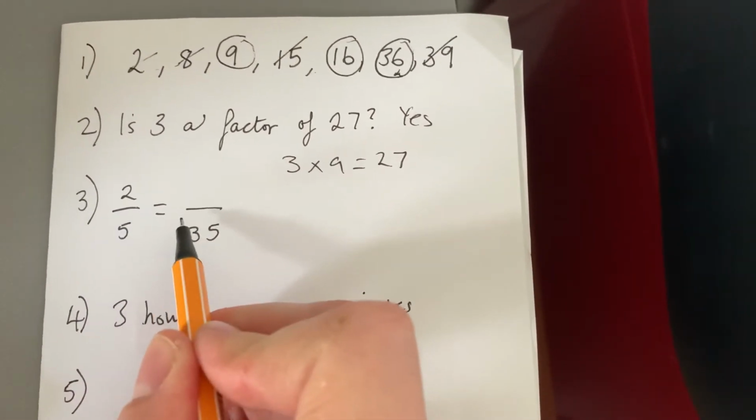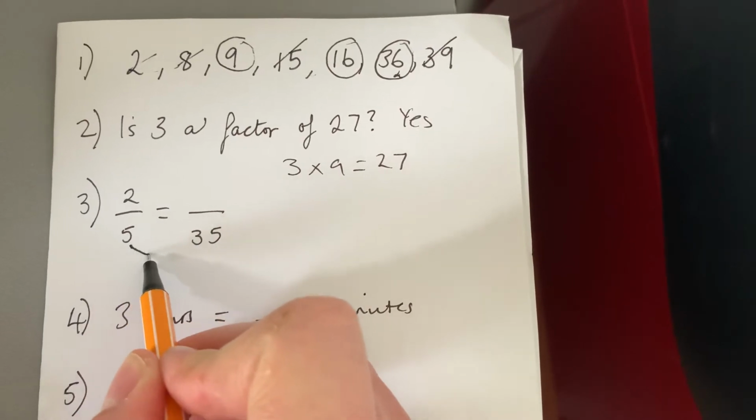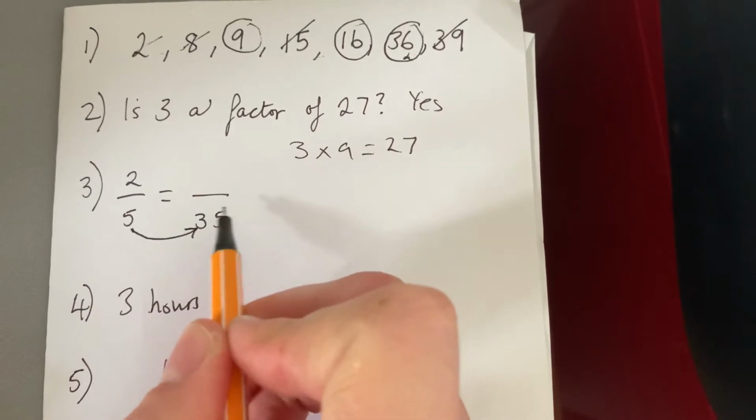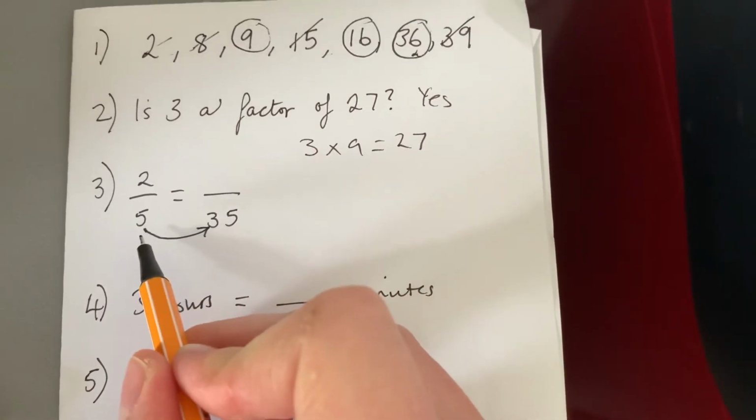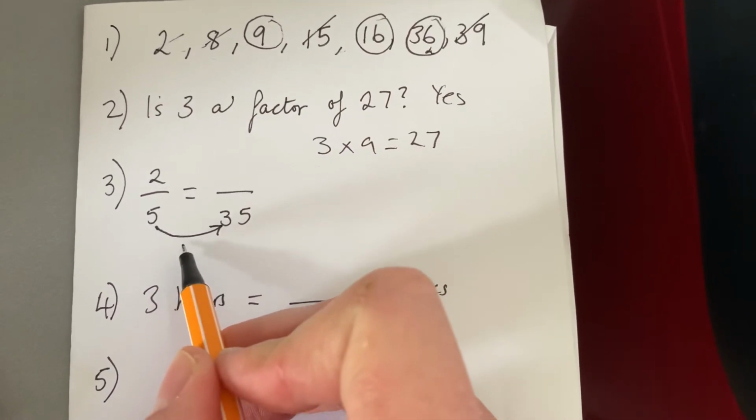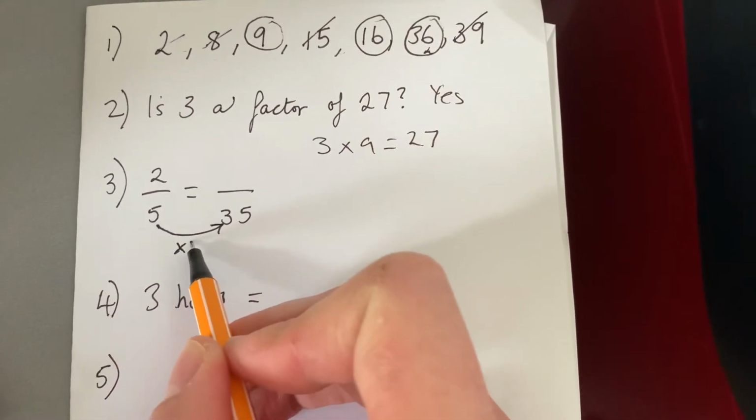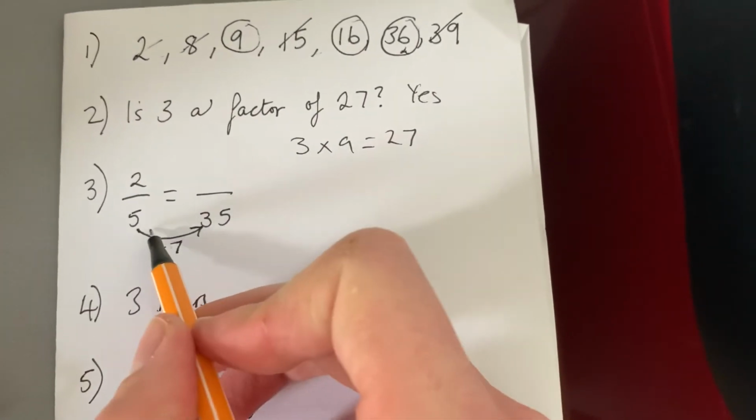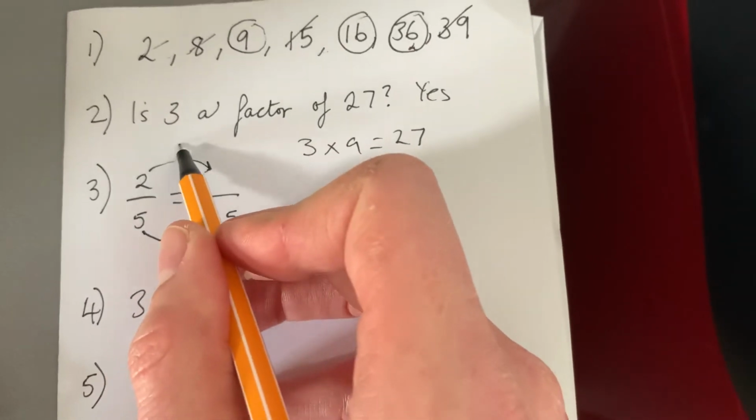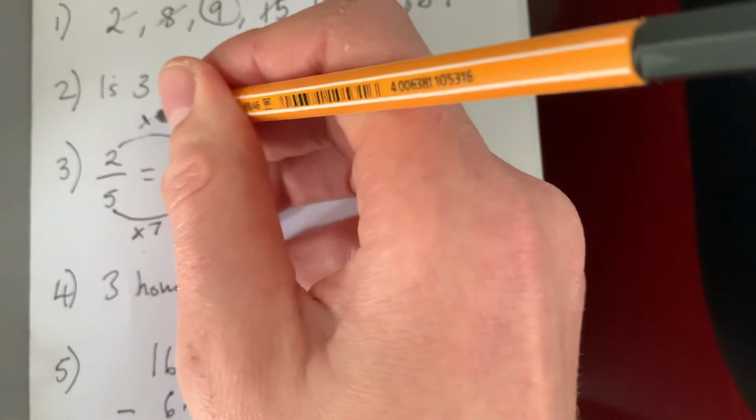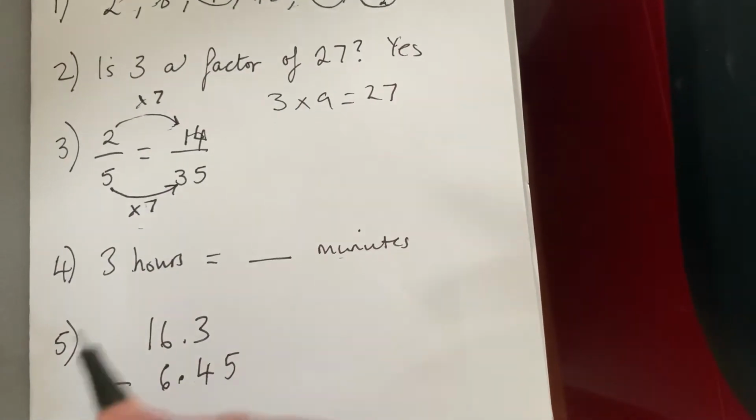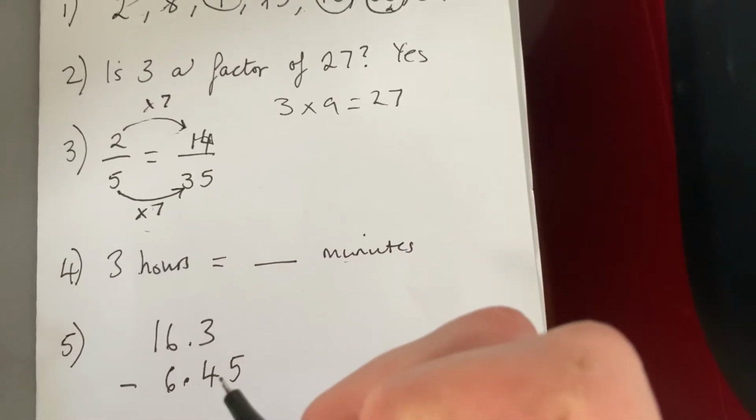Question 3, 2/5 equals something over 35. So again, when we're finding equivalent fractions, which equals means that they're going to be worth the same on both sides. If we're finding equivalent fractions with a different denominator, we can find out what it multiplies by. So our 5 multiplies by 7 to make 35, and because it's equivalent, we do the same to the numerator as the denominator. So 2 times 7 would be 14. So 2/5 is the same as 14/35.